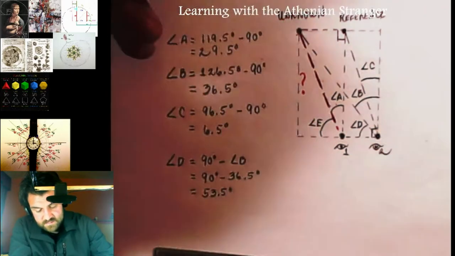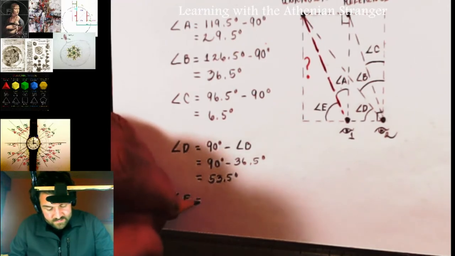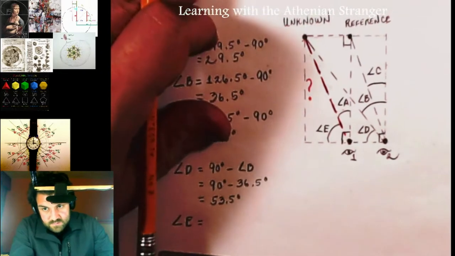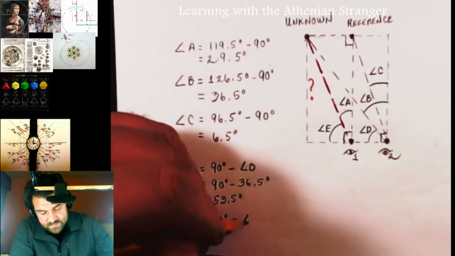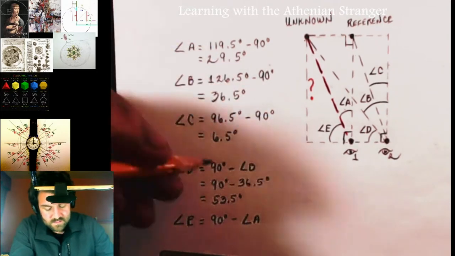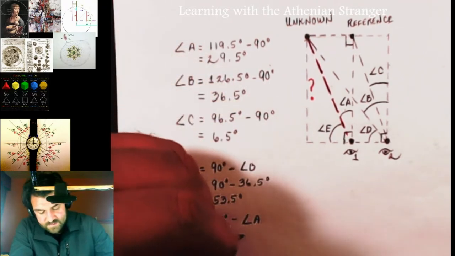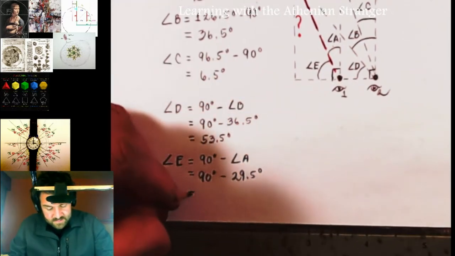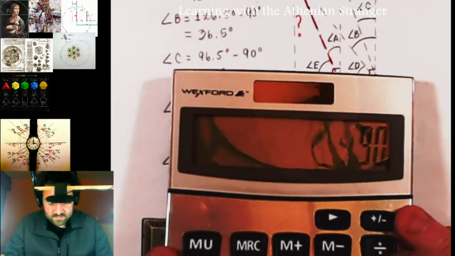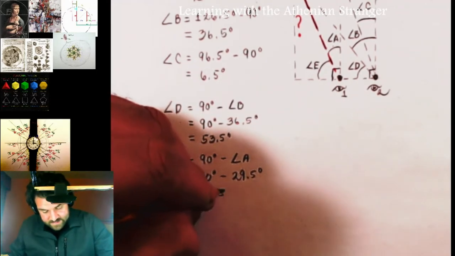Angle E, we'll find in a similar way. Angle E is just equal to 90 degrees, because now I'm looking at this rectangle here. And this time I'm going to subtract out angle A. So we take 90 degrees minus angle A, which was 29.5 degrees. That gives us angle E of 90 minus 29.5 equals 60.5 degrees.